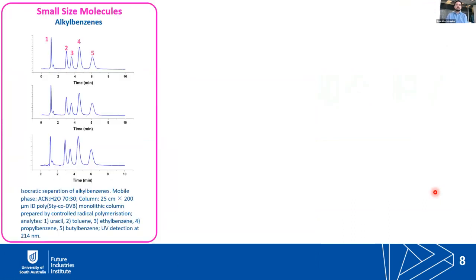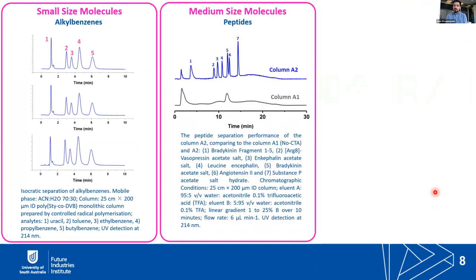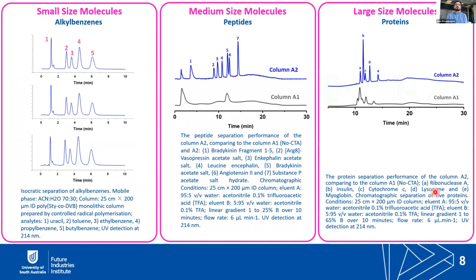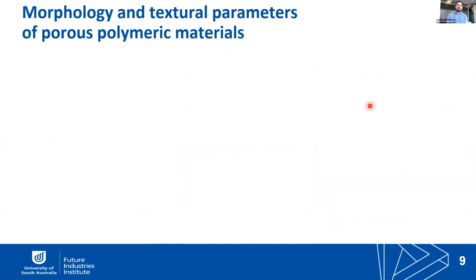The next is using this for small molecule separation. The same column can separate medium size molecules and also peptides, and we can also go to the bigger ones, which are proteins. And this is very interesting because at the moment, if you want to analyze your material, you need to order different columns for different kinds of separation, but this single column can separate all of them in different conditions that I put on the bottom of each separation.